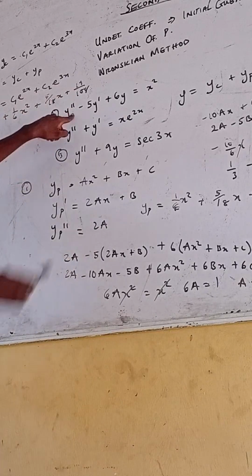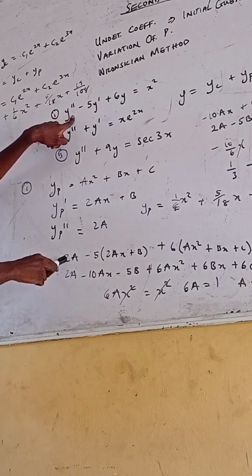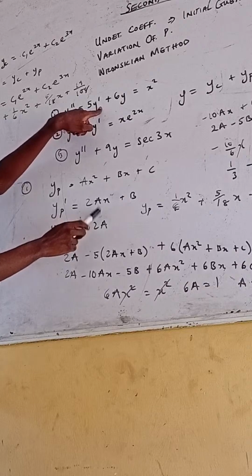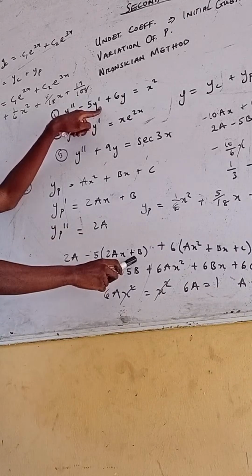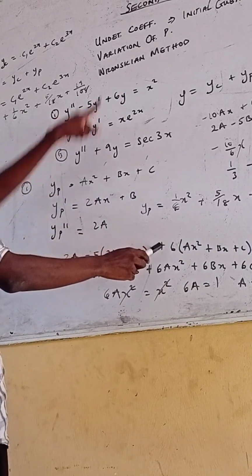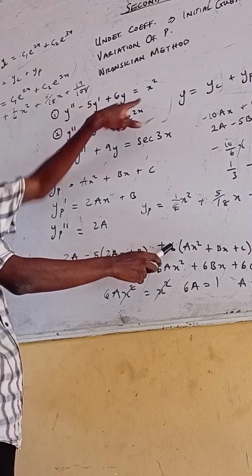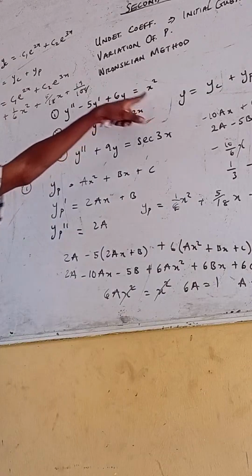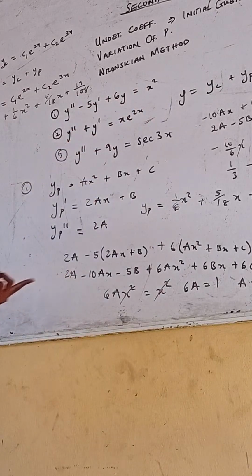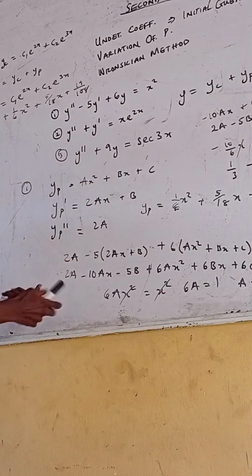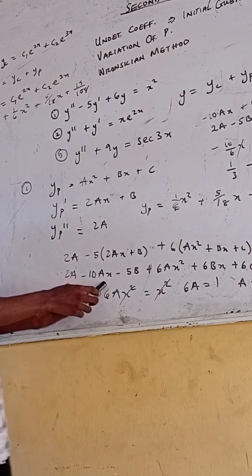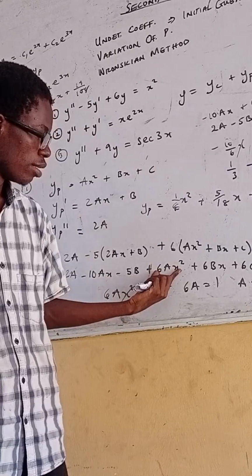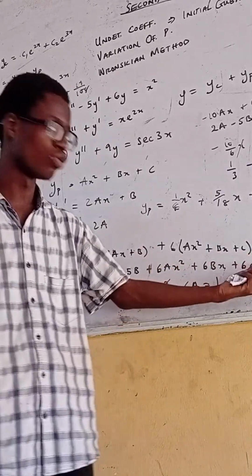2A. You write it instead of this. 2A minus 5 was Y. So you input it into the bracket plus 6 initial Y is equal to this. Is equal to that. So you are now going to compare. Open the bracket. After opening the bracket, I have 2A minus 10AX minus 5B plus 6AX squared plus 6BX plus 6C equals x squared.